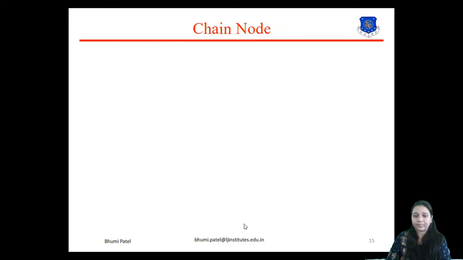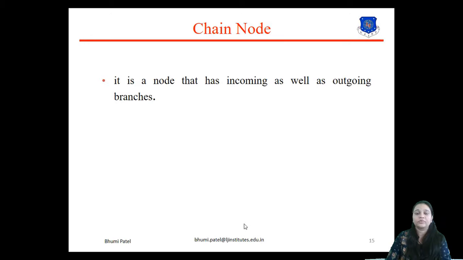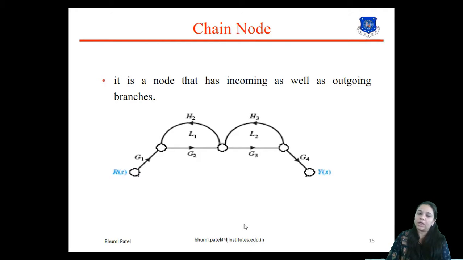Next one is the chain node. What is the chain node? The chain node is a node that has incoming as well as outgoing branches. You can see in this diagram, R of S is our input, Y of S is our output, and this node is known as the chain node because you can see that there are incoming as well as outgoing branches.